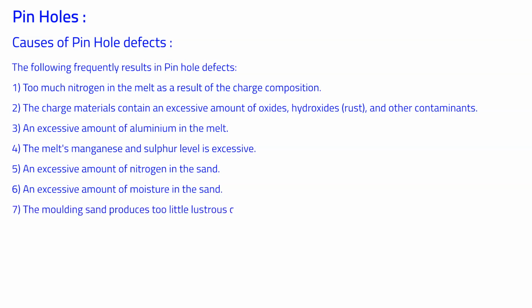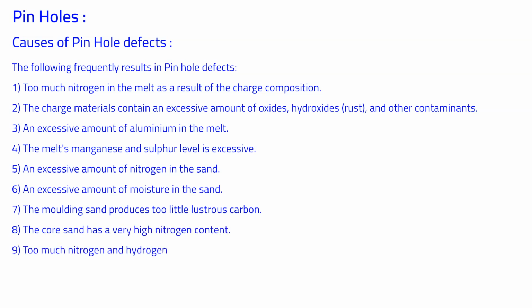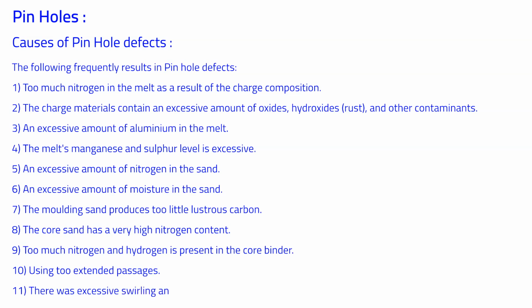The molding sand produces too little lustrous carbon. The core sand has a very high nitrogen content. Too much nitrogen and hydrogen is present in the core binder. Using too extended passages. There was excessive swirling and slag buildup during pouring.